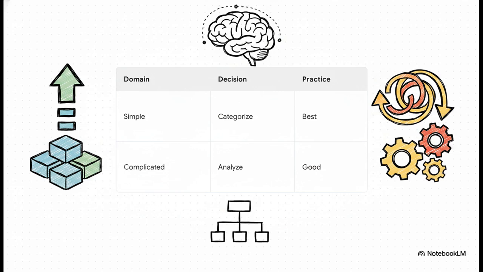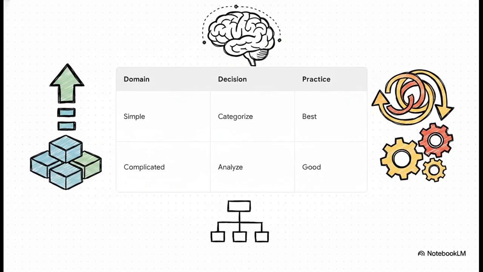Order is divided into 2 distinct domains, simple, which is sometimes called obvious, and complicated. I want you to notice the practice types listed here. In the simple domain, we use best practice, but in the complicated domain, we use good practice. Understanding why these are different is hands down one of the most vital takeaways for any manager.